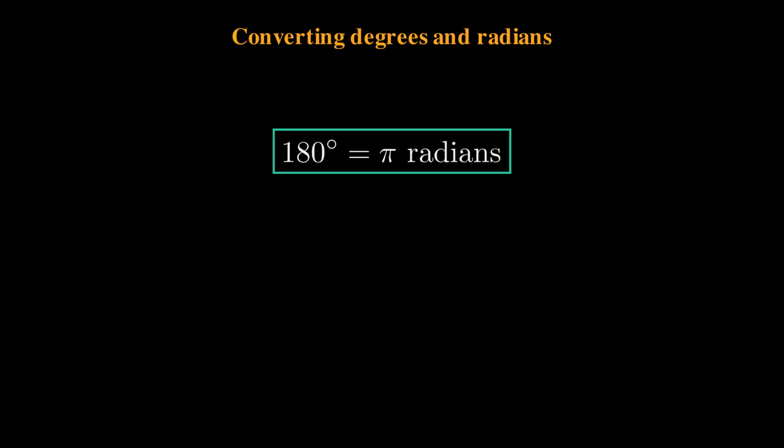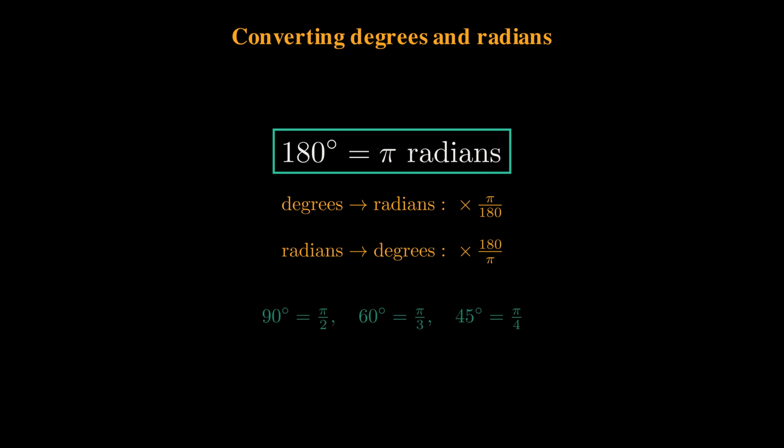To go from degrees to radians, multiply by pi over 180. The other way, multiply by 180 over pi. So 90 degrees is pi over 2, 60 degrees is pi over 3, and 45 degrees is pi over 4. The exact value angles you'll use again and again.